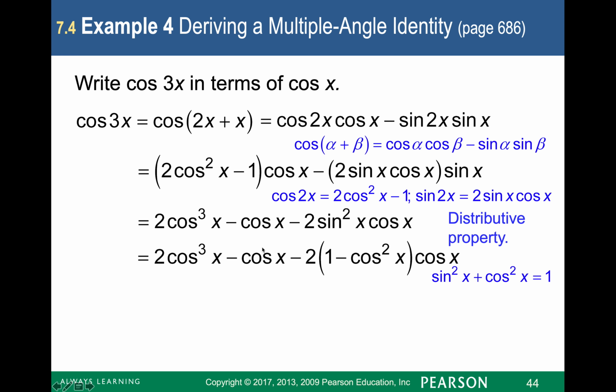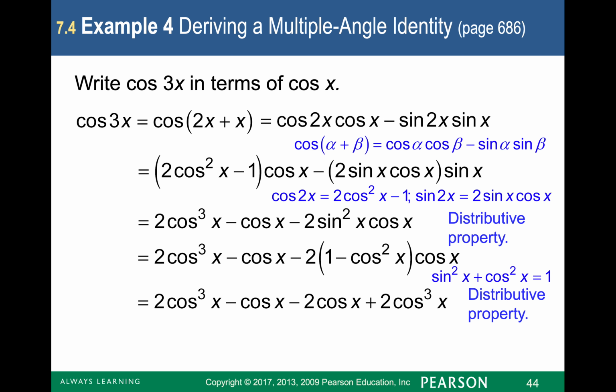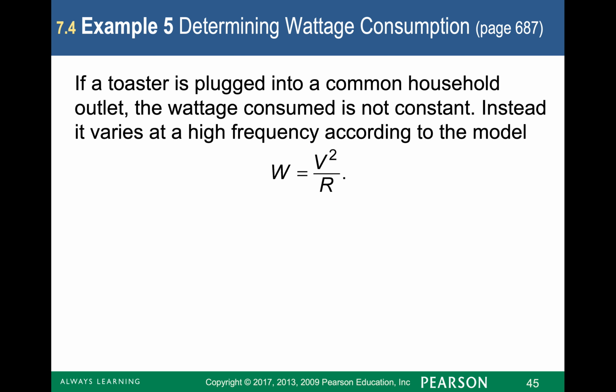Then I'm going to make sure that I remember that cosine squared plus sine squared is 1, or that 1 minus cosine squared is sine squared of x. At which point, I'm going to distribute that cosine x through, and I'm going to arrive at this identity, but I can still factor out a cosine. So it might be general to say this would be 4 times cosine x, open parentheses, cosine squared x minus 3. And that is the multiple angle identity for the double angles.